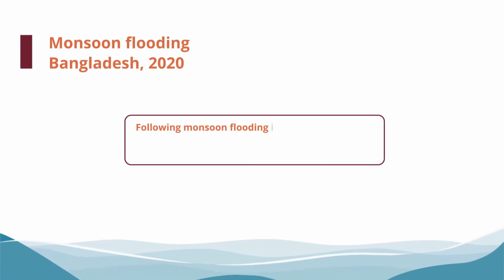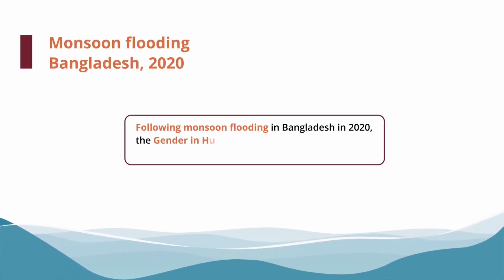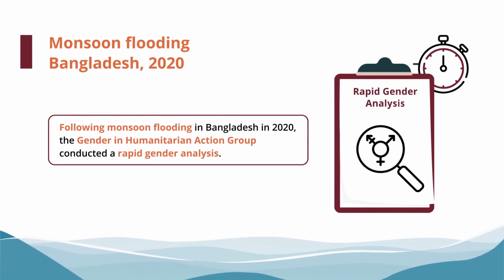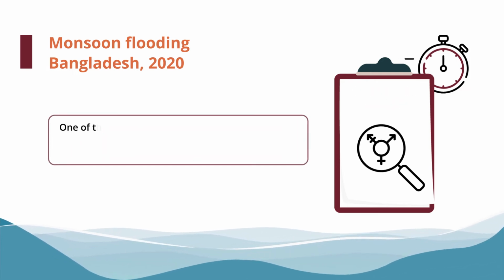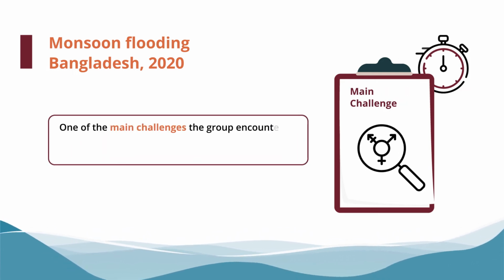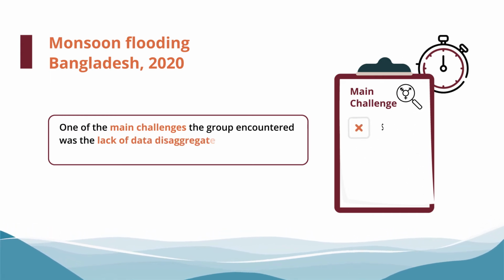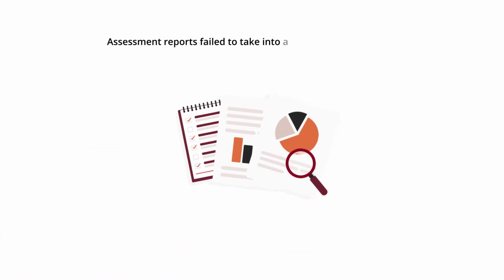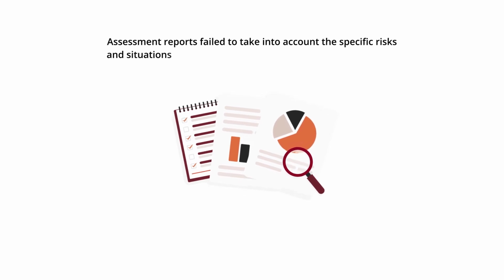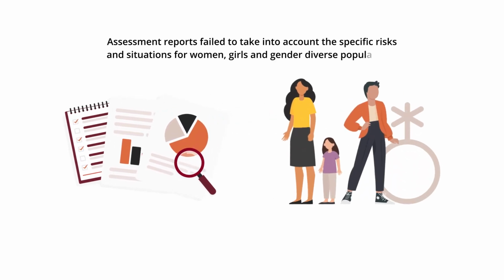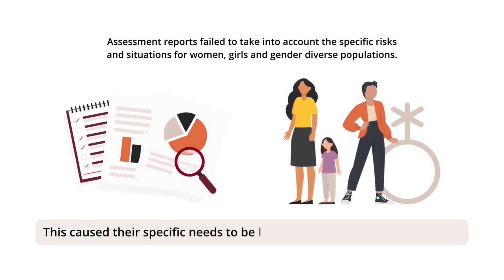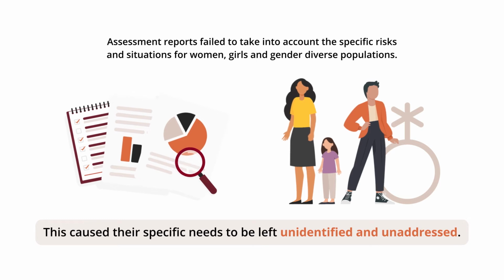Following monsoon flooding in Bangladesh in 2020, the Gender in Humanitarian Action Group conducted a rapid gender analysis. One of the main challenges the group encountered was the lack of data disaggregated by sex, age, and disability. As a consequence, assessment reports failed to take into account the specific risks and situations for women, girls, and gender diverse populations. This caused their specific needs to be left unidentified and unaddressed.